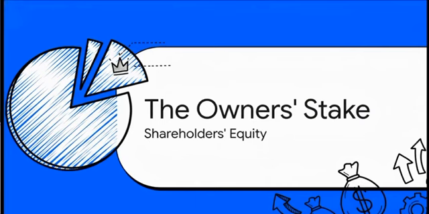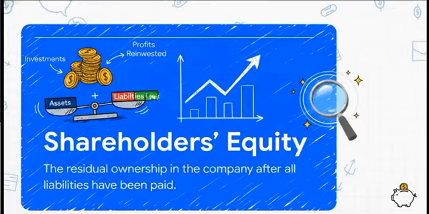All right, so we've covered what a company owns, and we've covered what it owes. Now for the most interesting part, at least if you're an owner, what's actually left over? This is what we call the owner's slice of the pie. And that slice is shareholders' equity. It's what's left for the owners after every single debt, every IOU is paid off. Think of it as their initial investment plus all the profits that have been reinvested back into the business over the years. In short, it's the company's true net worth.